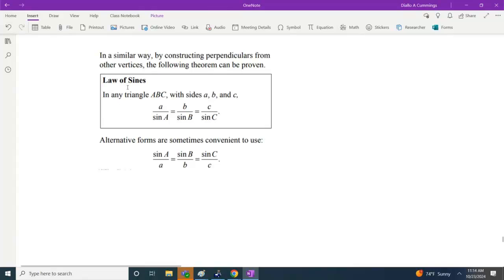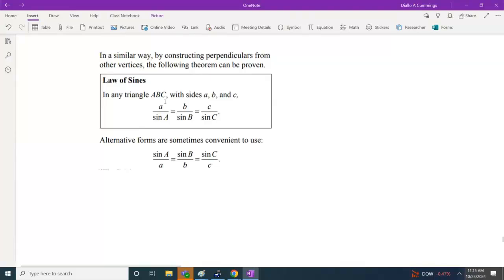And we're dealing with triangles. In any triangle, we're using standard labeling. Standard labeling is that the capital letters are angle measures and the lowercase letters are side lengths. The law of sines simply states that side length a over the sine of angle A is equal to side length b over the sine of angle B, which is equal to side length c over the sine of C.